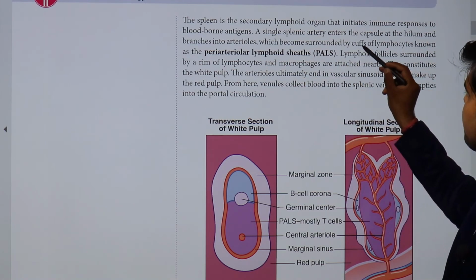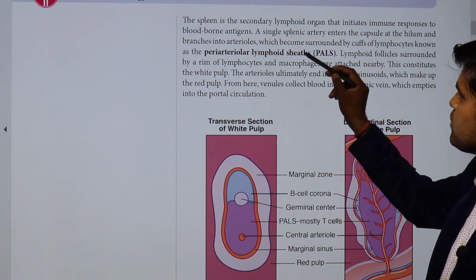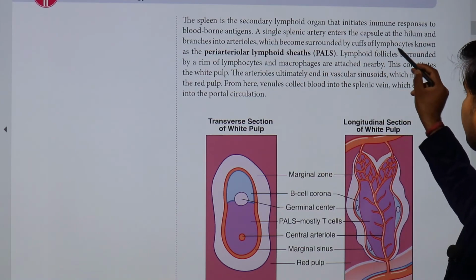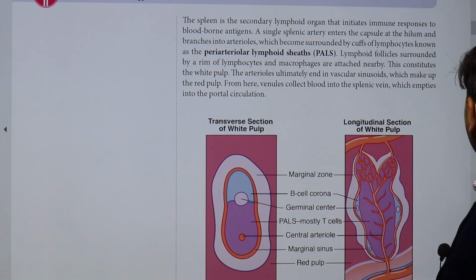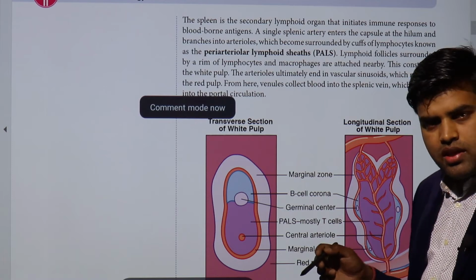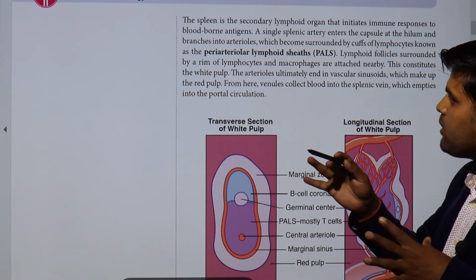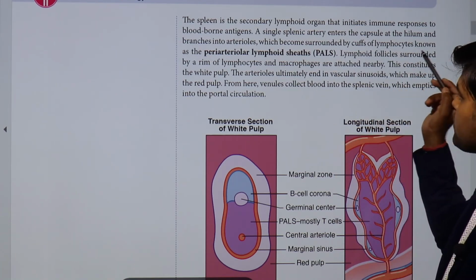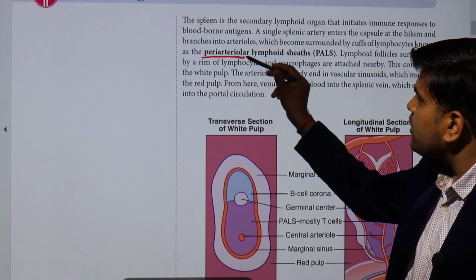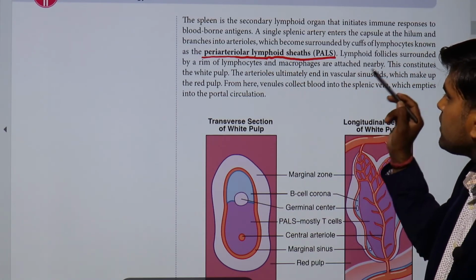A single splenic artery enters the capsule at the hilum and then branches. They divide into arterioles, which become surrounded by cuffs of lymphocytes known as the periarterial lymphoid sheath. This you have to remember. It is simple: in the spleen, one splenic artery enters and breaks down into branches, the arterioles, which become surrounded by cuffs of lymphocytes, the periarterial lymphoid sheath, and that is called the PALS.